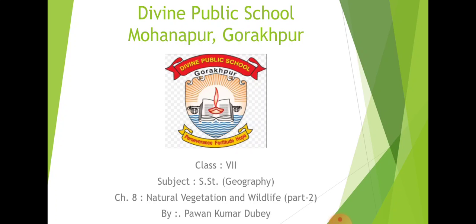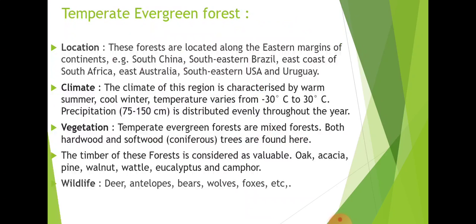So, students, in the previous video, I had explained about the different vegetation as well as the different heat zones, and on that basis the names given and the division of the forests. I had explained the tropical or torrid zone forests. Now in this video, I will explain the temperate zone forests and their features. Let us begin with the temperate evergreen forest.